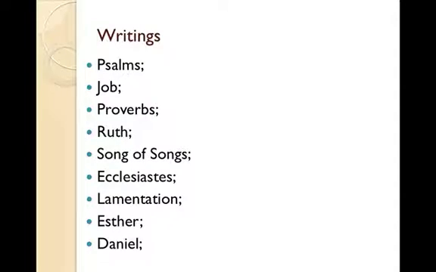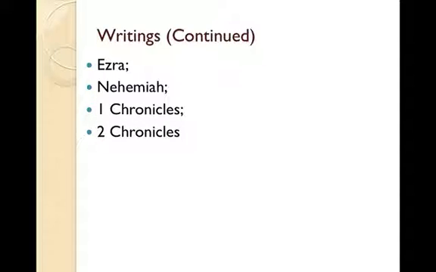And then Jews have a final section called the writings. So the writings include Psalms, Job, Proverbs, Ruth, Song of Songs, Ecclesiastes, Lamentations, Esther, Daniel, Ezra, Nehemiah, and 1st and 2nd Chronicles. So these aren't exactly prophetic, and they're not exactly part of the Torah, so everything else is classified as writings.